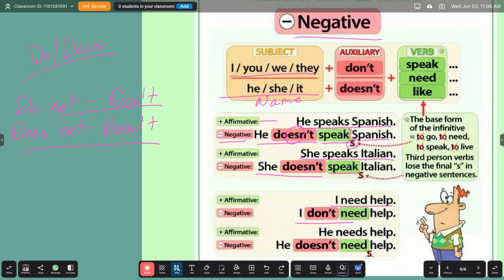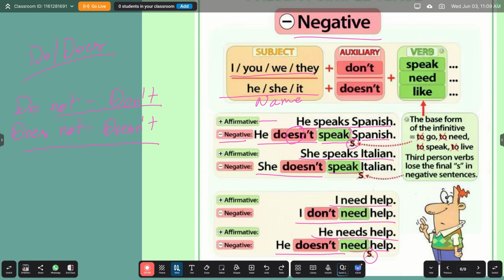Okay, so some other examples are I need help. In negative, I don't need help. In positive, he needs help. In negative, he doesn't need help. Again we have not added S or ES. The reason is the same, that does has come, so that's why we haven't added S or ES.